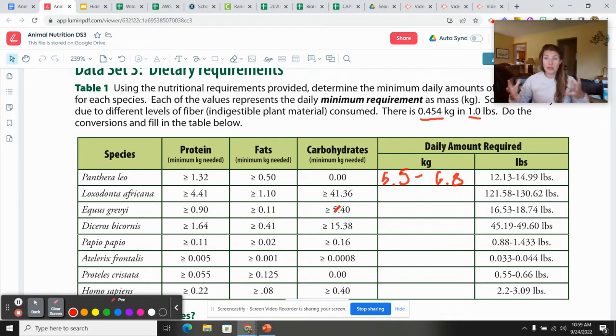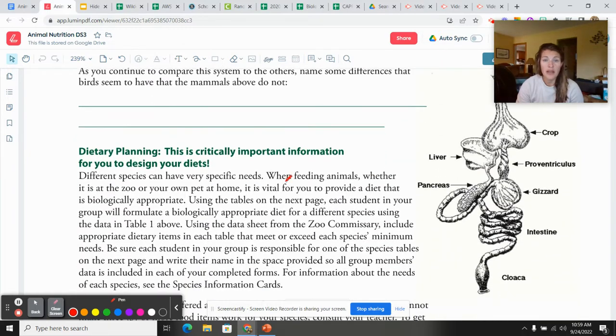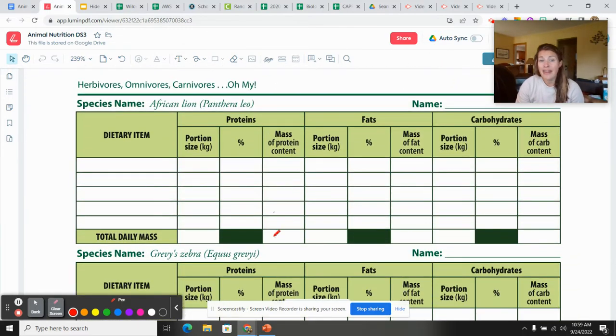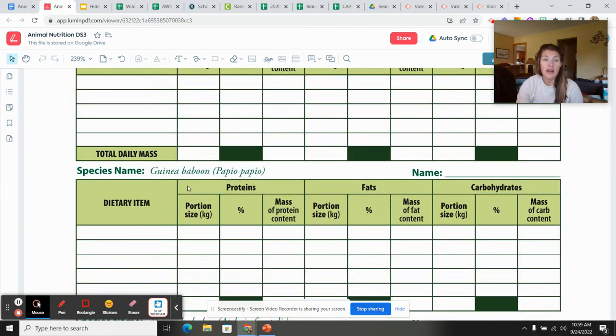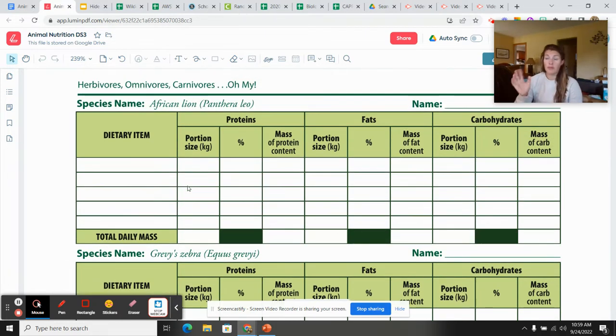And these animals also have a really, really large cecum to break down the cellulose in the carbohydrates that they eat so they can get energy from it. So the first thing that you're going to do is convert all of the kilograms on this part of the lab, answer the questions down here, and then you are going to make a diet based off of those requirements for an African lion, a zebra, a baboon, and a hedgehog. So I want you and your group or by yourself to do at least 2 of these. You don't need to do all 4, do 2 of them, okay?